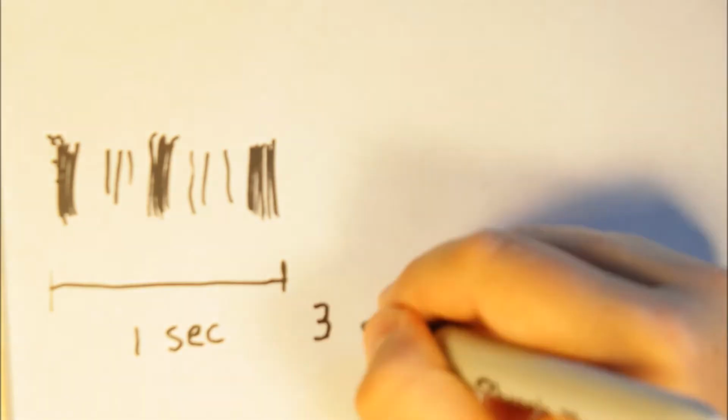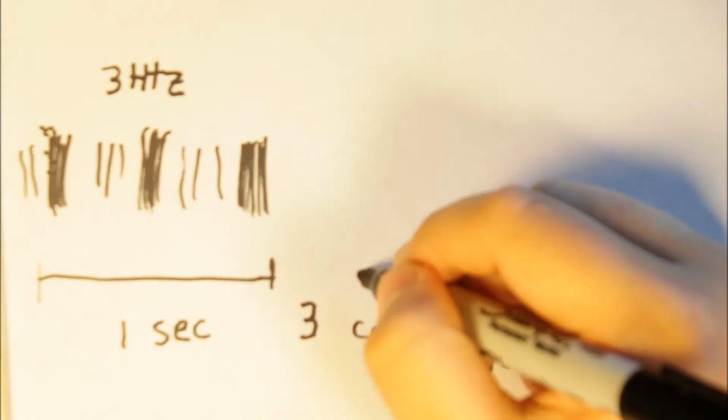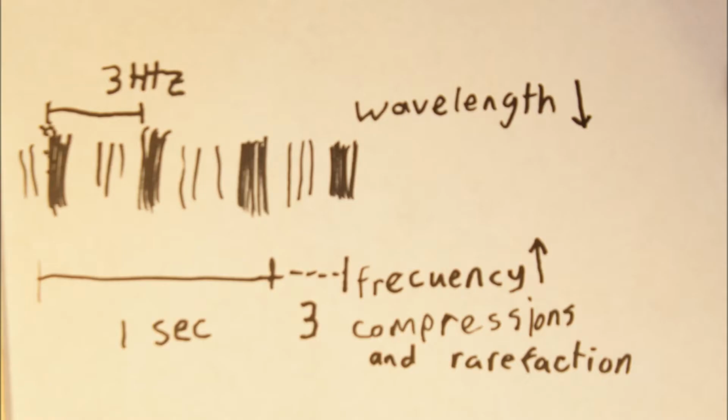The frequency determines how high or low the sound is. The higher the frequency, the higher the sound. And as the frequency goes up, the wavelength, the distance between two rarefactions or two compressions, decreases.